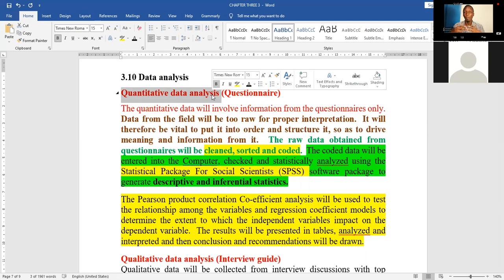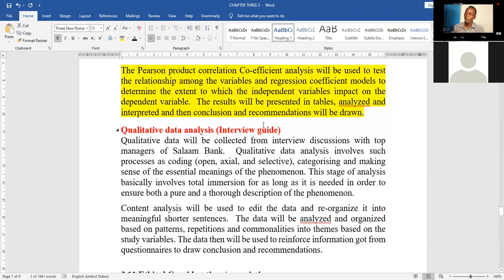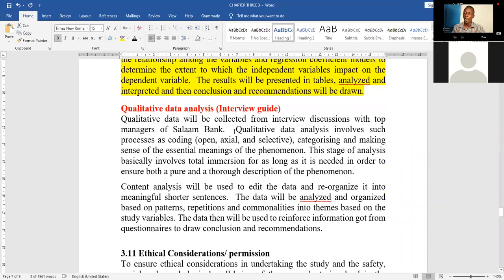Remember, the data that you get from a questionnaire is quantitative data. So how are you going to be analyzing it? This is the process that you're supposed to go through to analyze quantitative data. That's why we call it quantitative data analysis. Any questions? If you have any questions, please, you can ask.